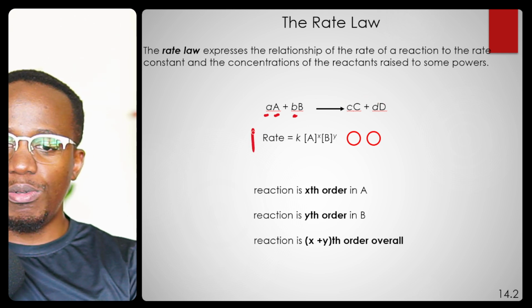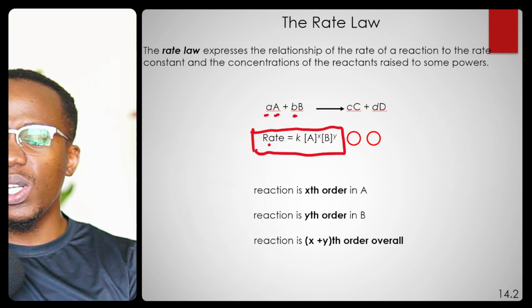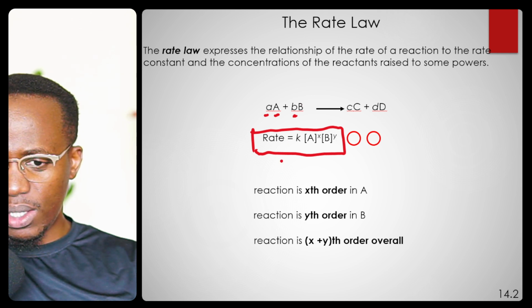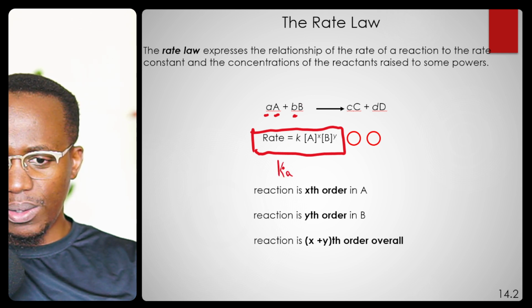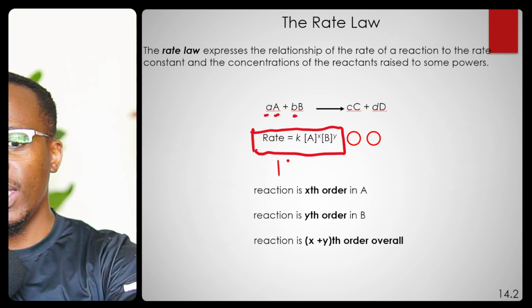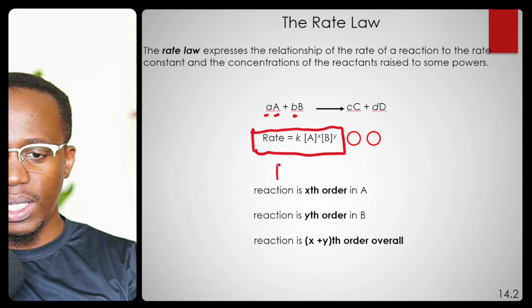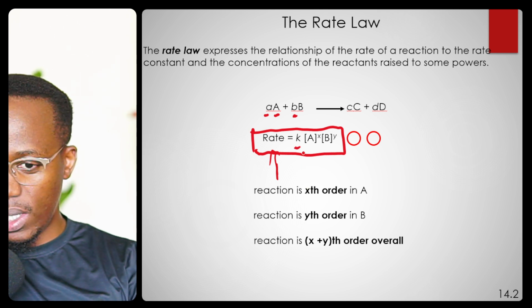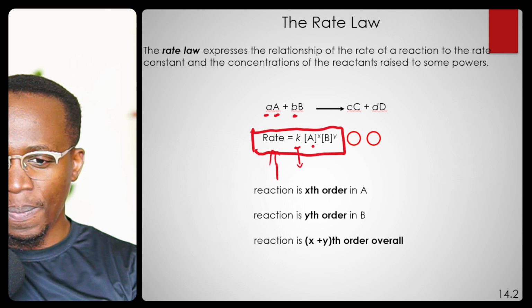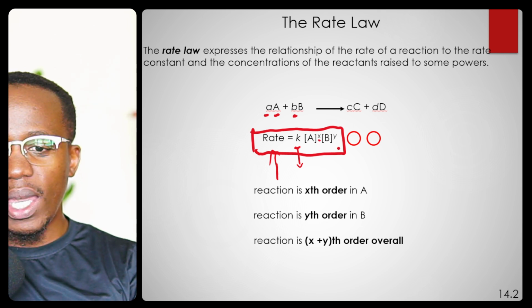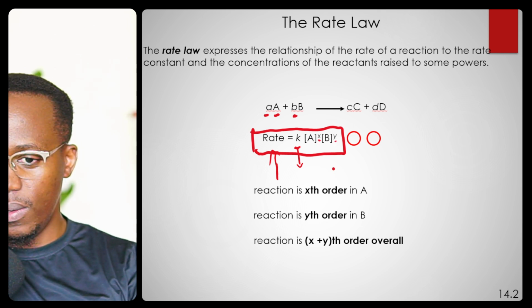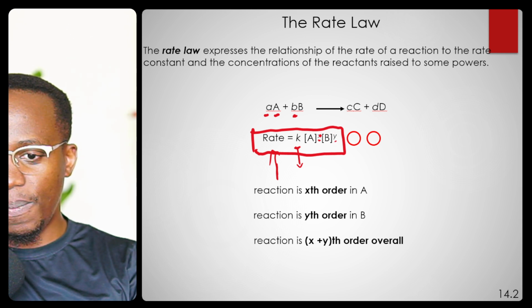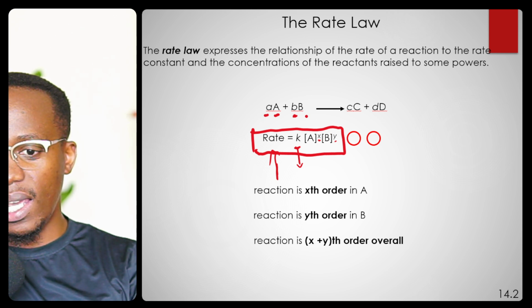Then we can express the rate. Instead of the rate expression, we can express it in terms of the concentration of the reactants, right? So the rate is equal to k, which is the rate constant, times [A] to the x times [B] to the y. Notice that these are x and y. These are not coefficients, right? So x and y are not necessarily a and b.